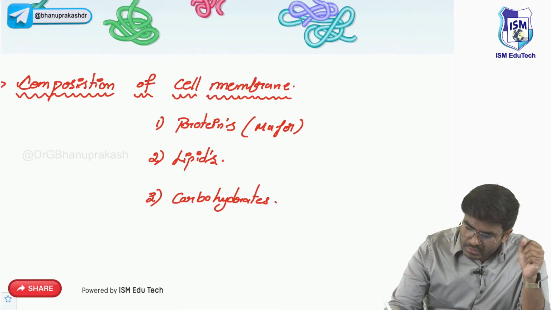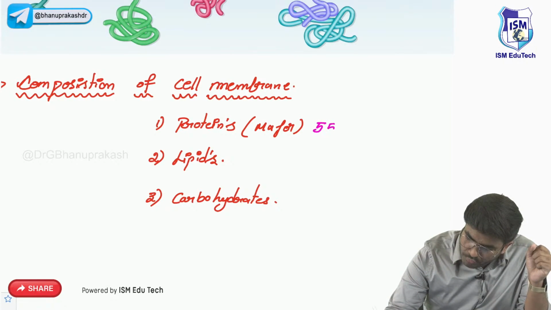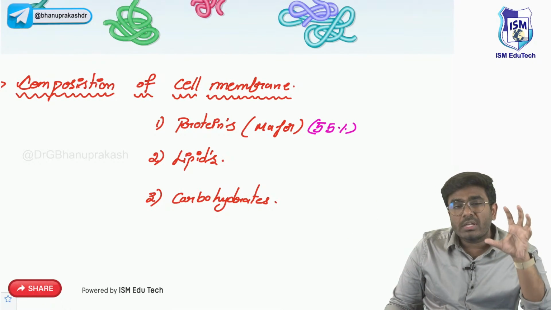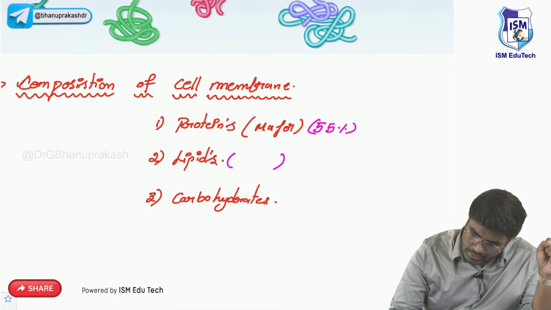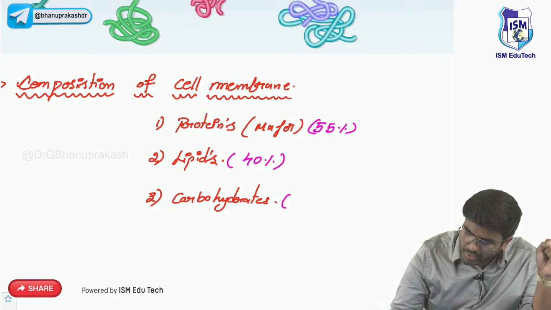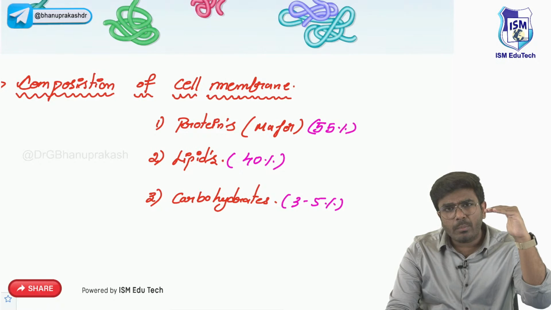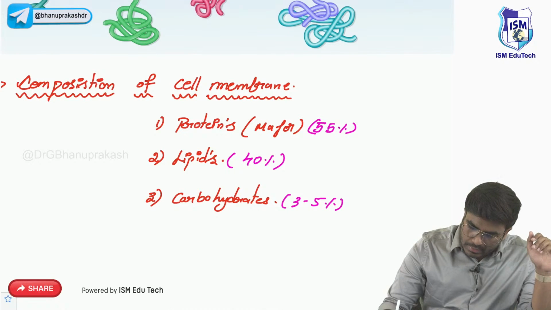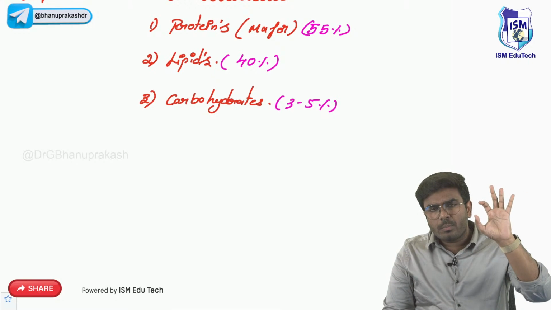If you ask me the ratio, proteins account for almost 50 to 55%, which means in the entire cell membrane, 55% is proteins. Lipids how much percent? 40%, and carbohydrate is somewhere between 3 to 5%. So in a cell membrane, this is how the composition is. Major component is proteins, next lipids, and next is the carbohydrates. After this, you have to know certain exceptions, guys. The clear-cut MCQ is that the major component of cell membrane is proteins.